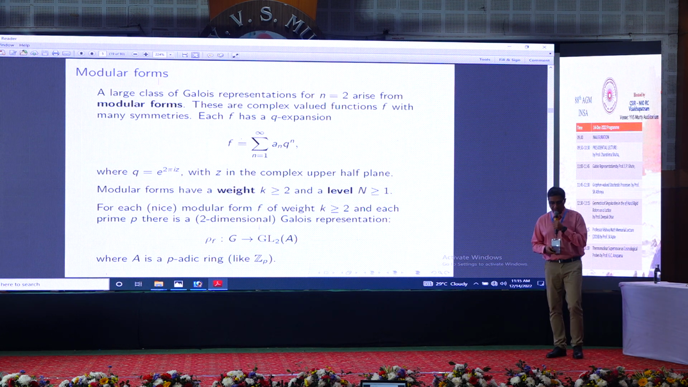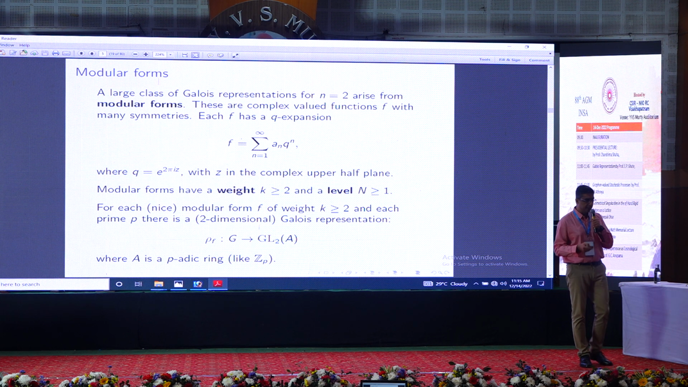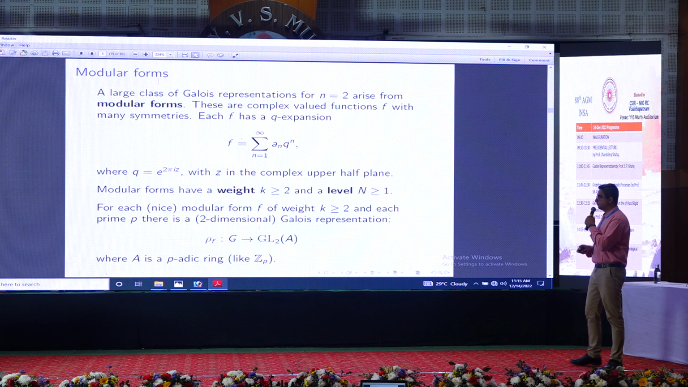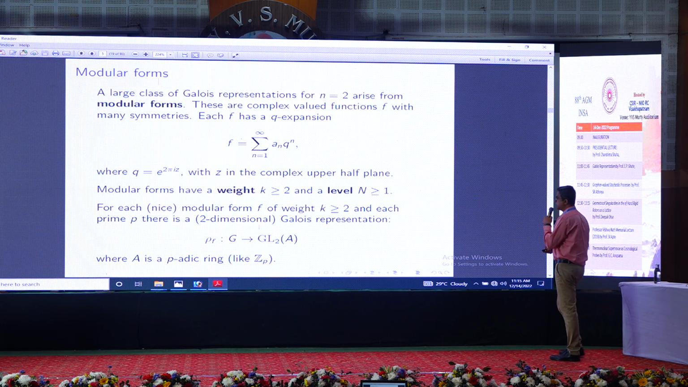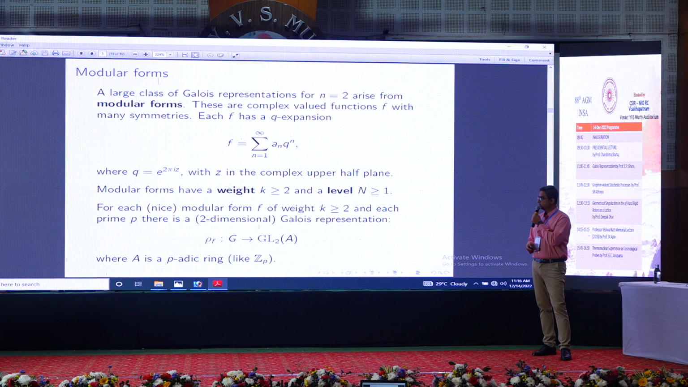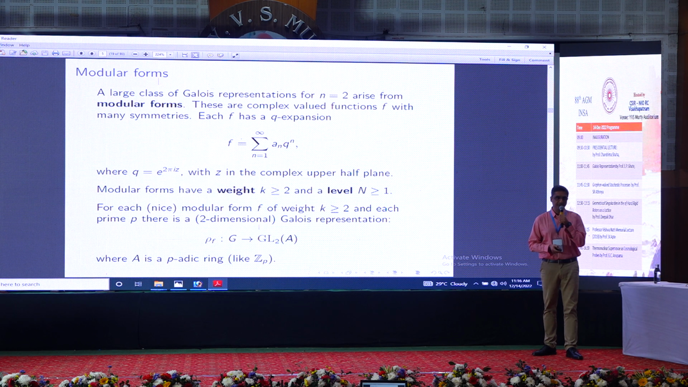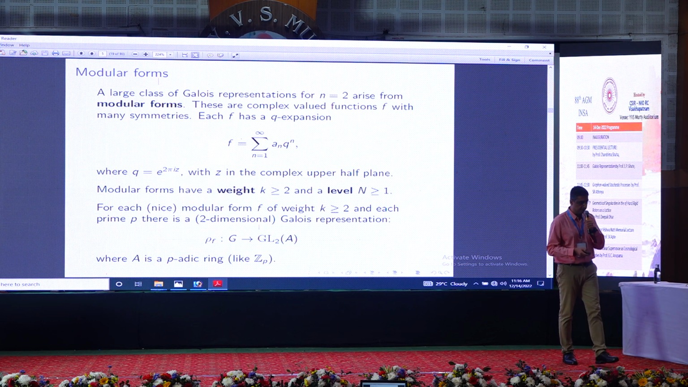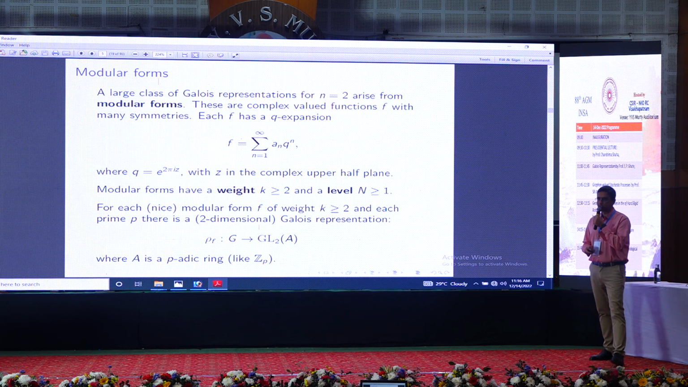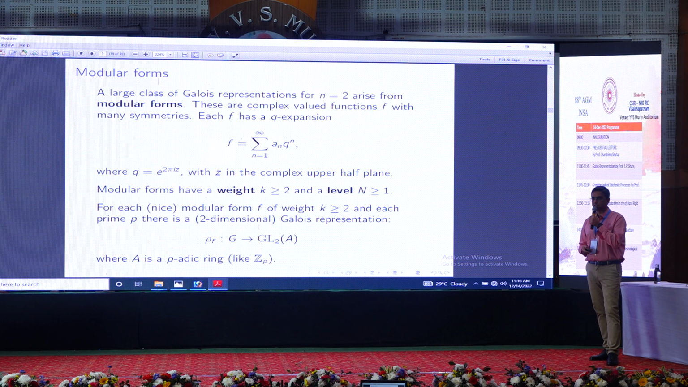So as I was saying, for each nice modular form, and there are many words here that I'm skipping, like what nice means, but for each nice modular form, let's say of weight k greater than or equal to 2, there is a two-dimensional Galois representation, rho_f, from the Galois group of Q, G, to GL_2(A), where A is some p-adic ring. You can think of it as the p-adic integers. Actually, it's some finite extension of the p-adic integers, but that's not important here.